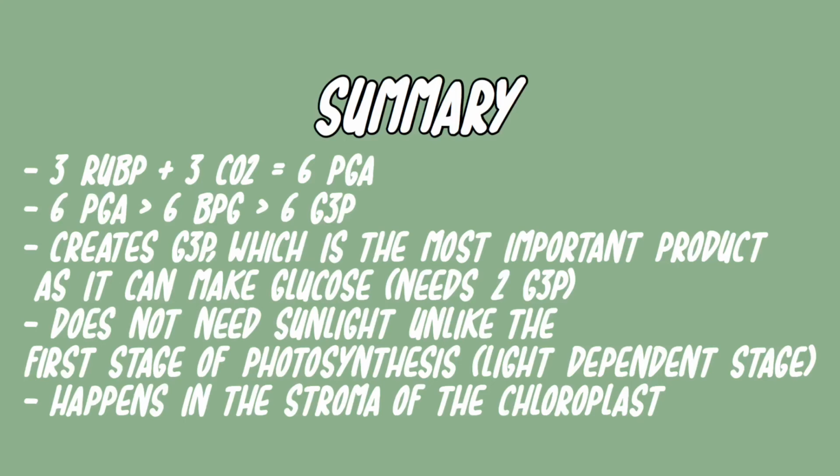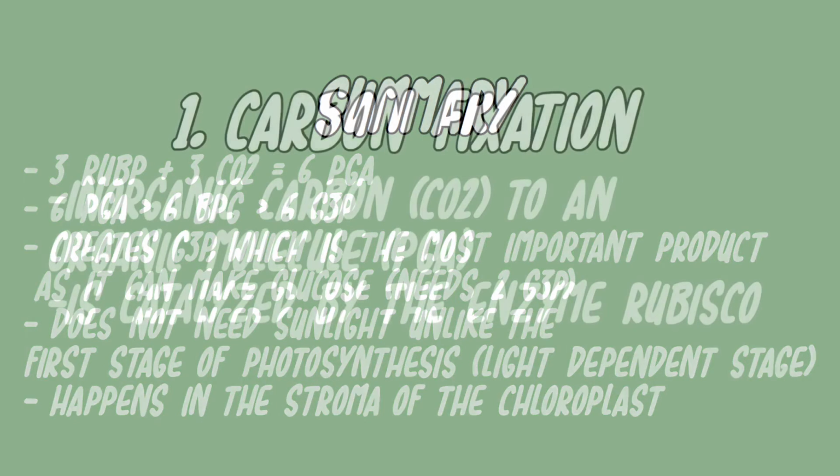In summary, 3 RuBP plus 3 carbon dioxide is equal to 6 PGA. It creates G3P, which is the most important product as it can make glucose. It does not need sunlight, unlike the first stage of photosynthesis.